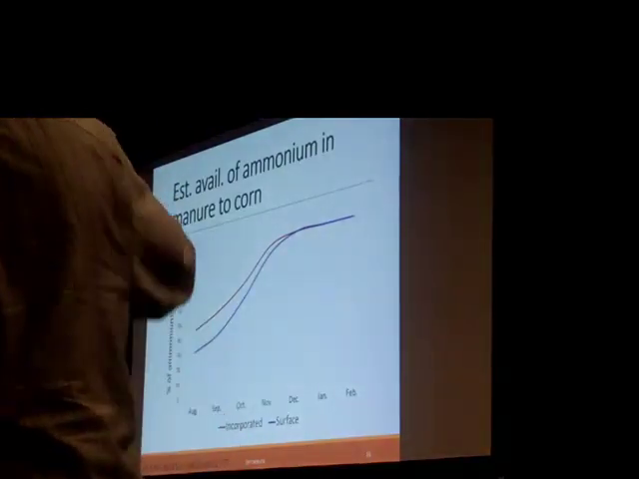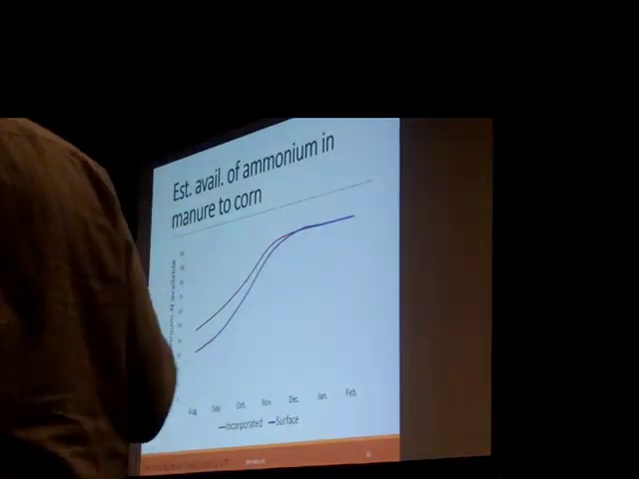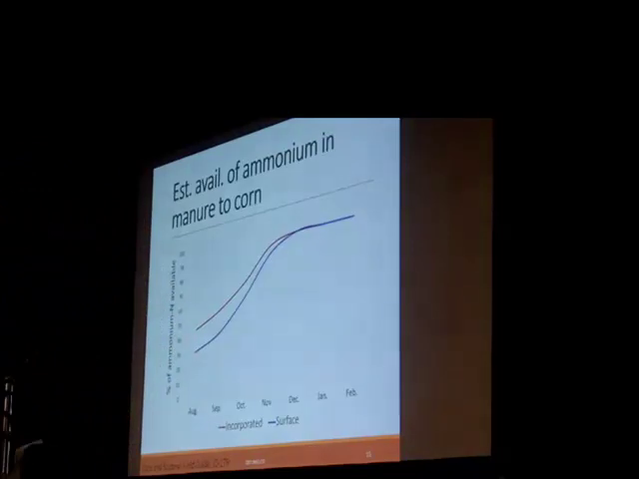So this is just a plot of the availability over time. Again, we have a lot of particularly liquid manure that goes out after wheat in August and September, and you see the availability of the ammonium nitrogen is pretty low.